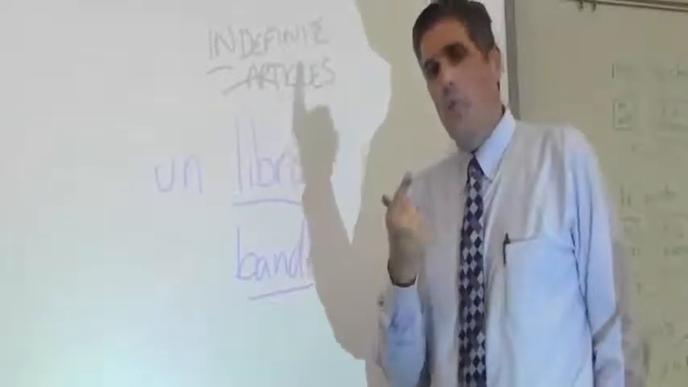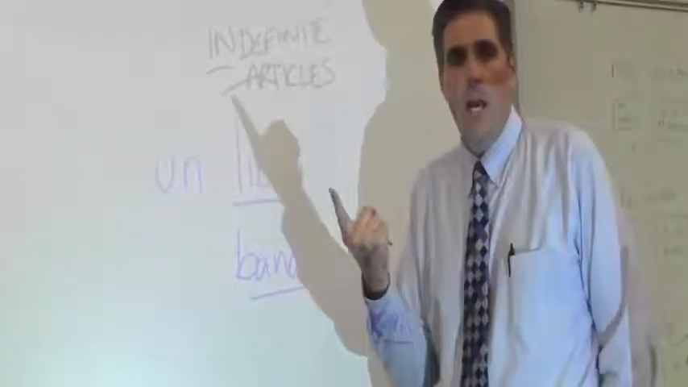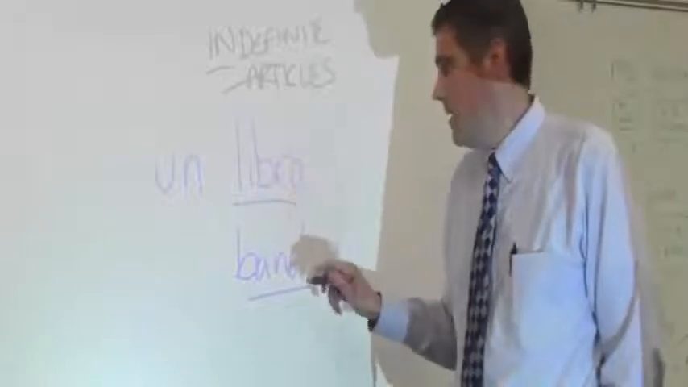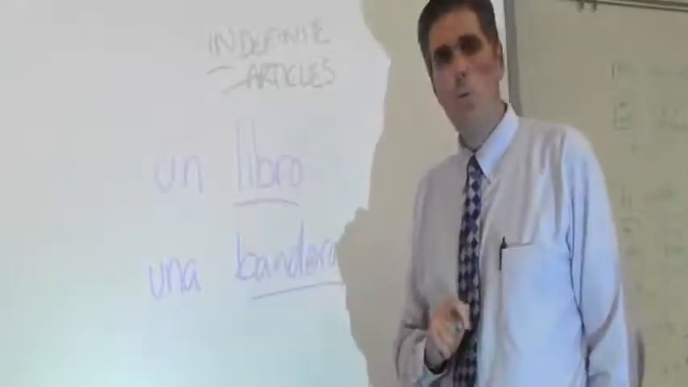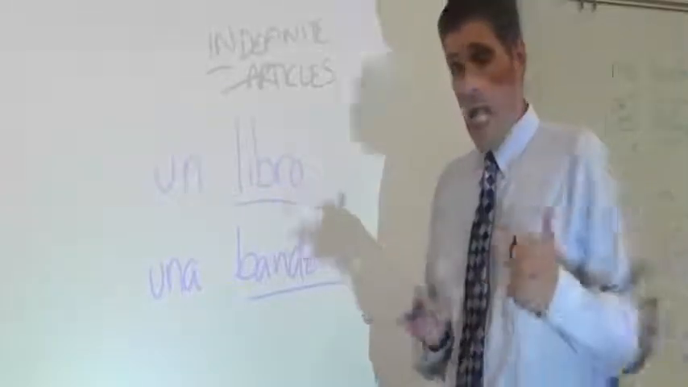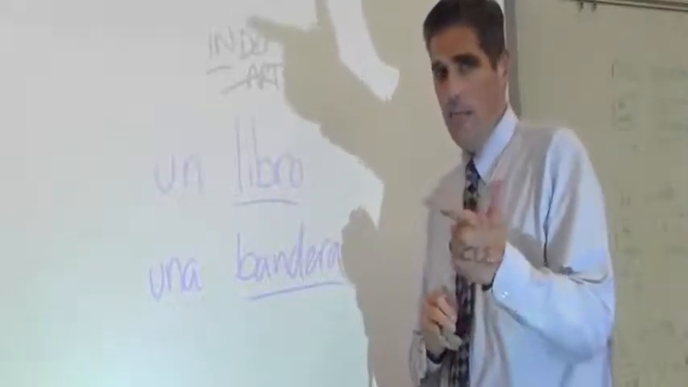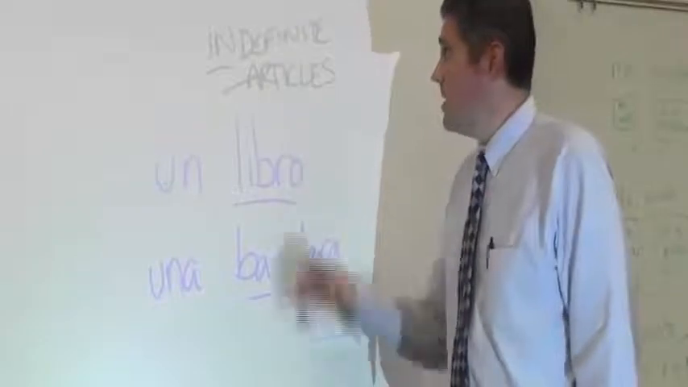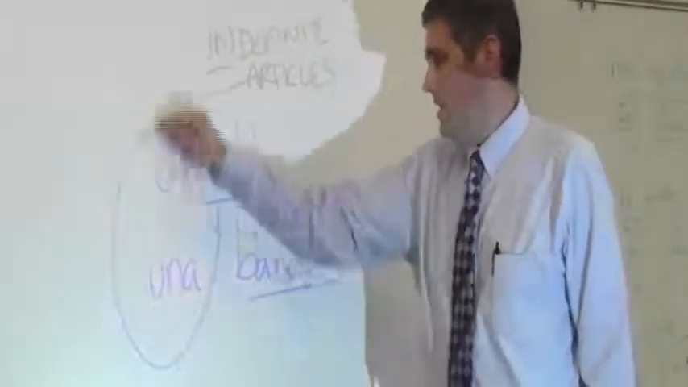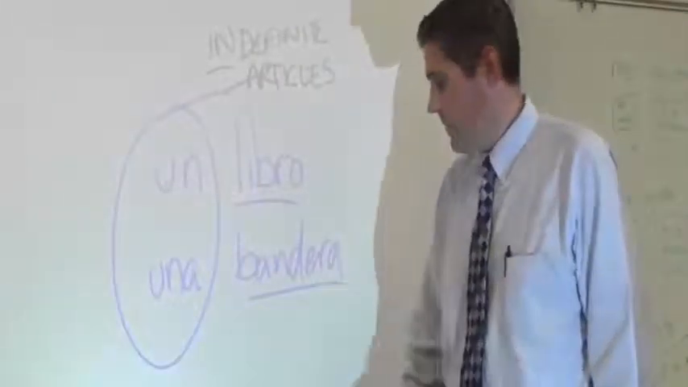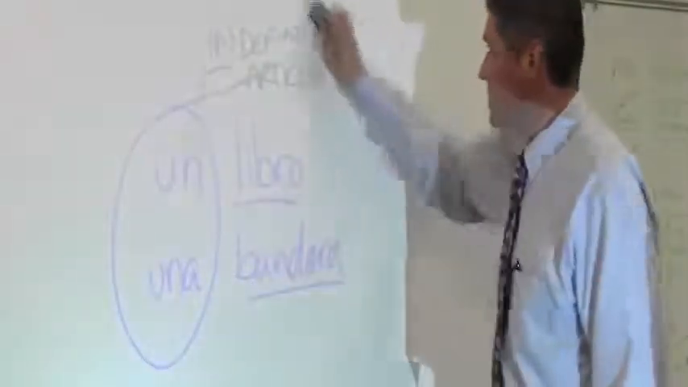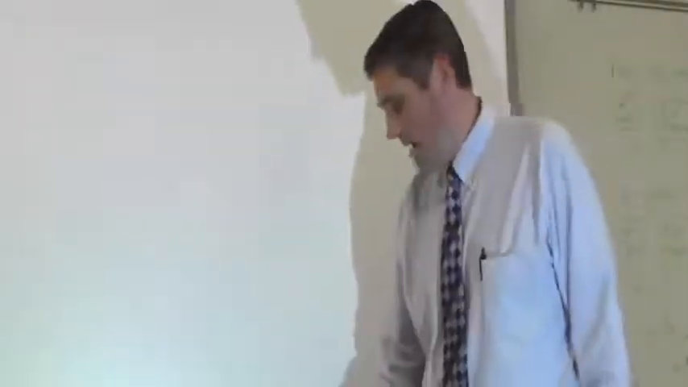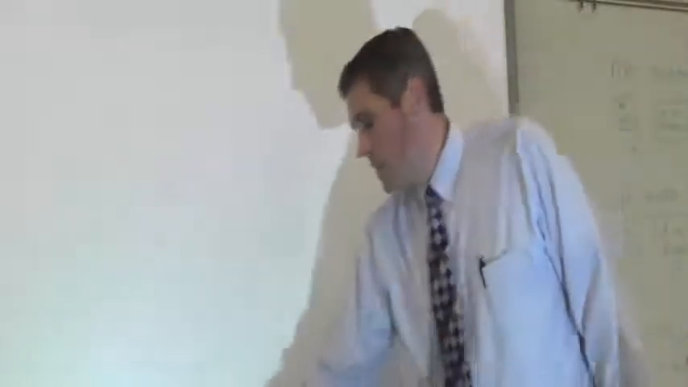Just like the Spanish word uno, for one, give me a book, un libro. Give me a flag, una bandera. La bandera, the flag, una bandera, a flag. These are our indefinite articles. Okay? And again, this is not a complete lesson. This is just a quick review. I'm assuming that you've already had this, so I'm going to go through it quickly.